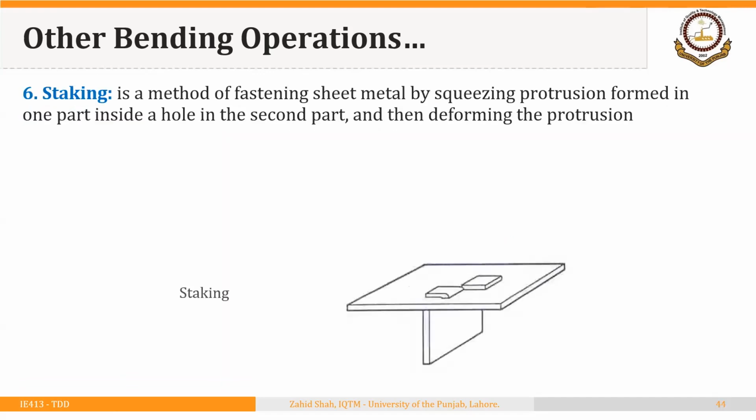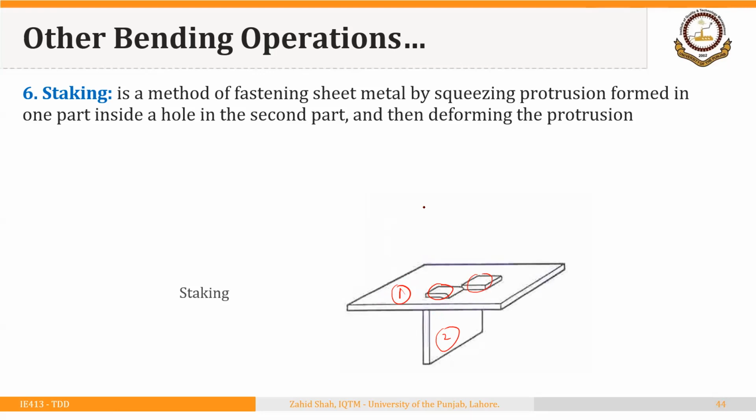Then we have staking. It is a method of fastening sheet metal by squeezing protrusion formed in one part inside a hole in the second part and then deforming the protrusion. So this part, upper part, had, you can say, some slots through which this second part was extended, and then these protruded parts or extended parts were bent.